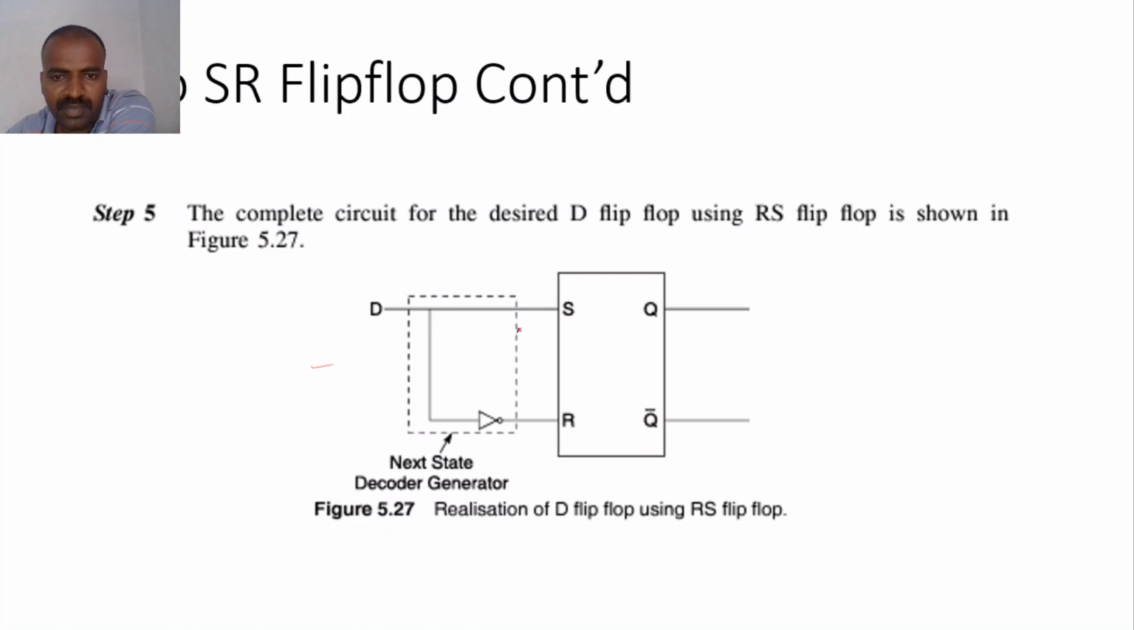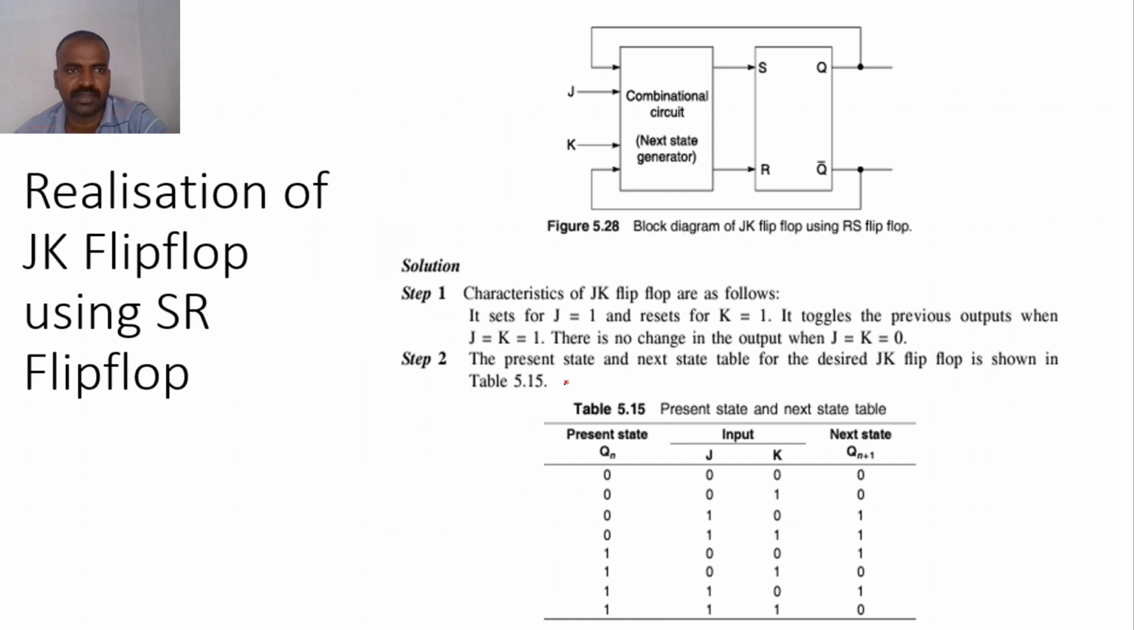So see, this is the given flip-flop, and this part is the combinational circuit. The S value is D, so D is connected directly here, and the R value is D bar, so here one NOT gate is used. So this is D bar and Q bar. So hence we have realized the D flip-flop using the SR flip-flop. Okay, we'll move to the next conversion.